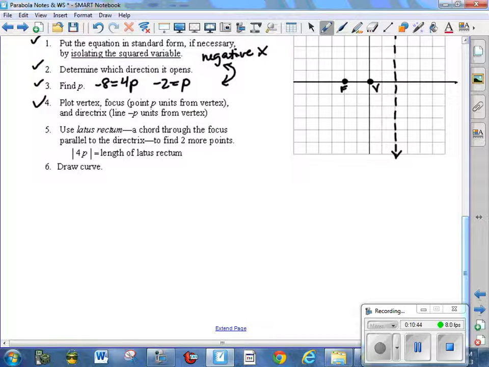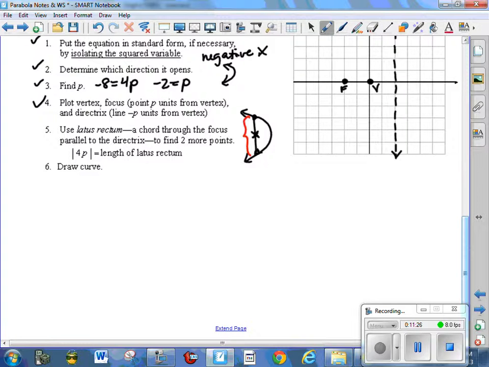Bad math word. But it really just means a straight line going through the focus that connects both sides of the parabola. So for example, here's my focus. I'm going to draw it out a little bit. This is the Latus Rectum, this little chord right here that goes perpendicular to the axis of symmetry, which is the x-axis here, and cuts across. An interesting fact about the Latus Rectum in a parabola is that it is always the same length as 4p. So it's 8 units long.